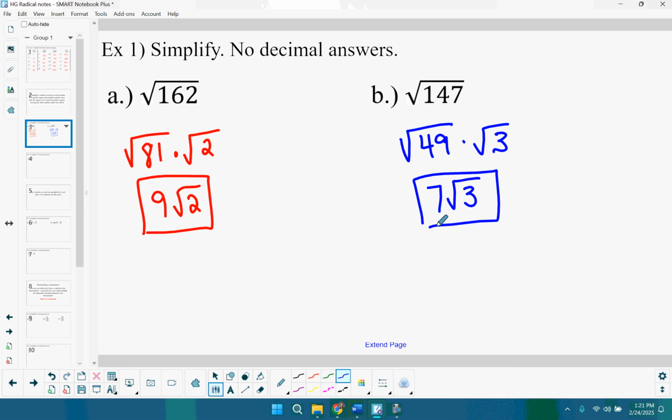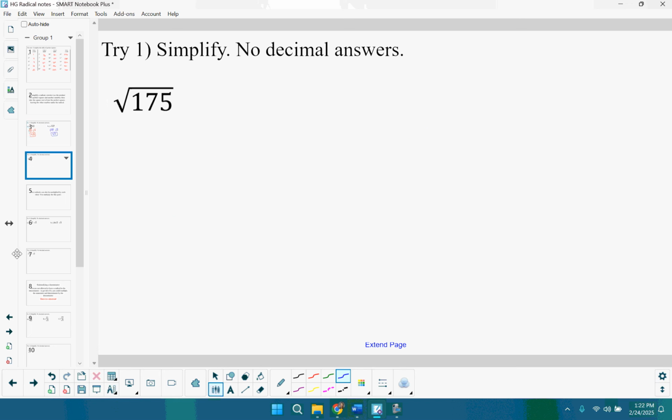One of the biggest things we have to remember is that once you take the square root of a number, the square root symbol is gone. It's no longer under the radical. It only stays under a radical if you were not able to take the square root of it, like the 3. So here's one for you to try. You can pause and check your answer on Google Classroom.